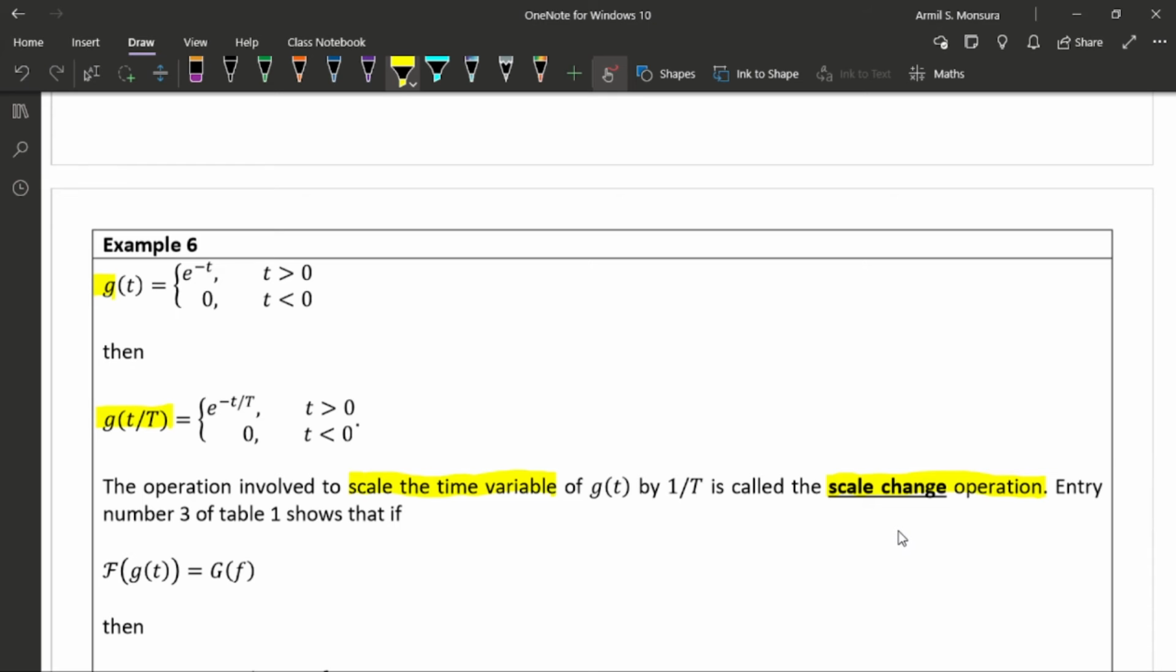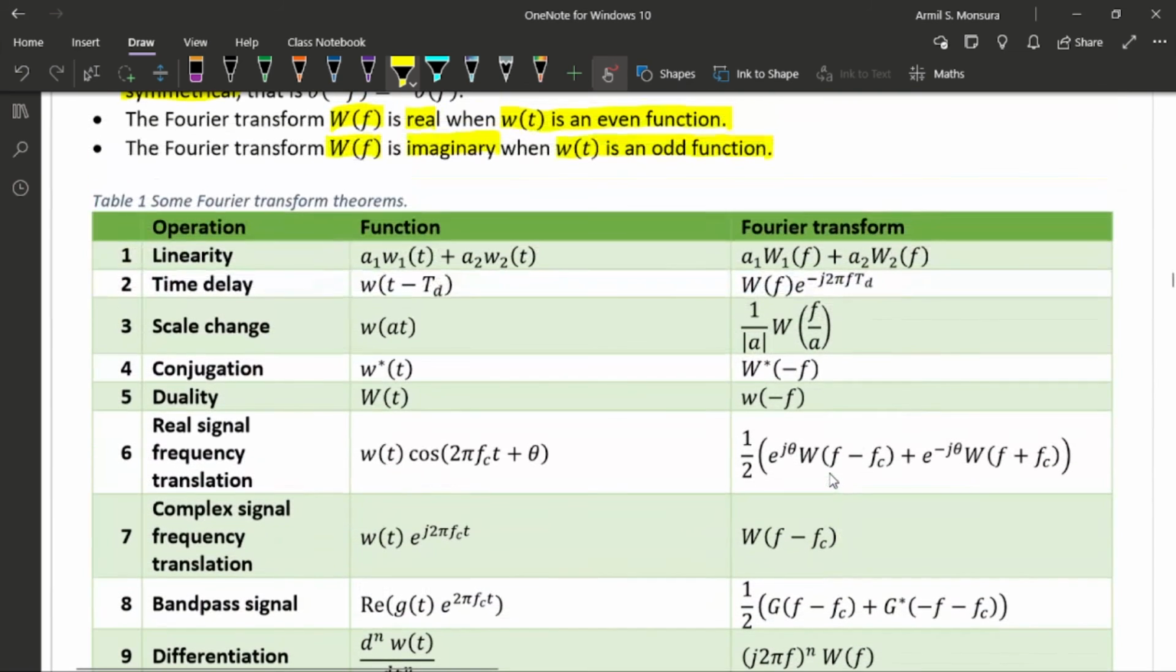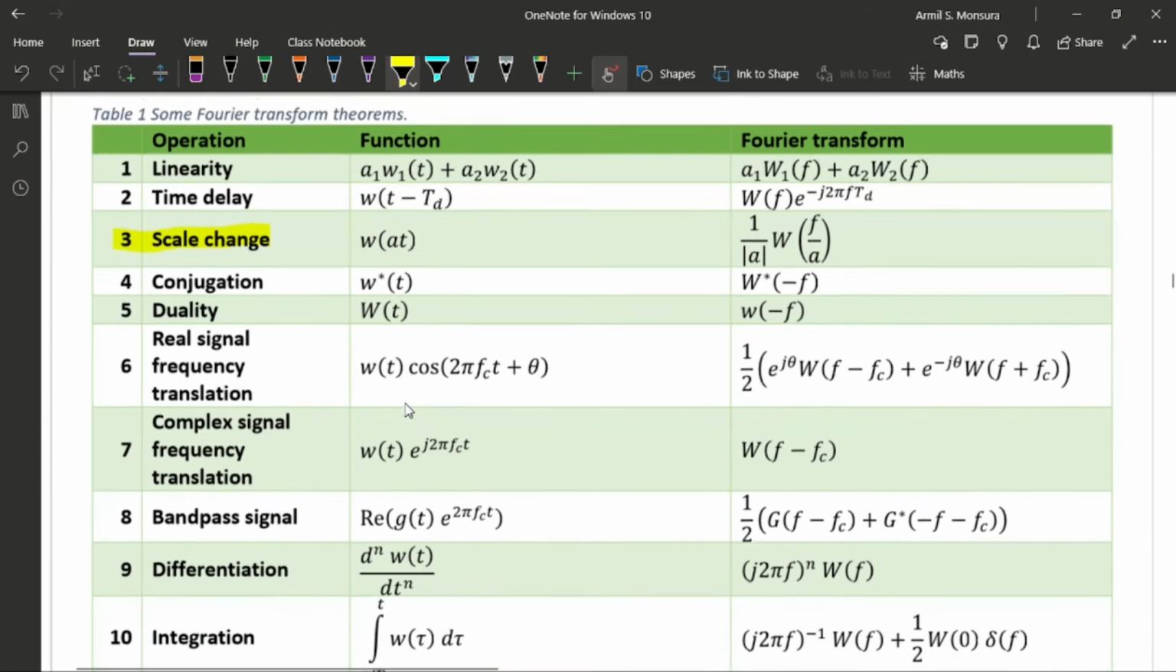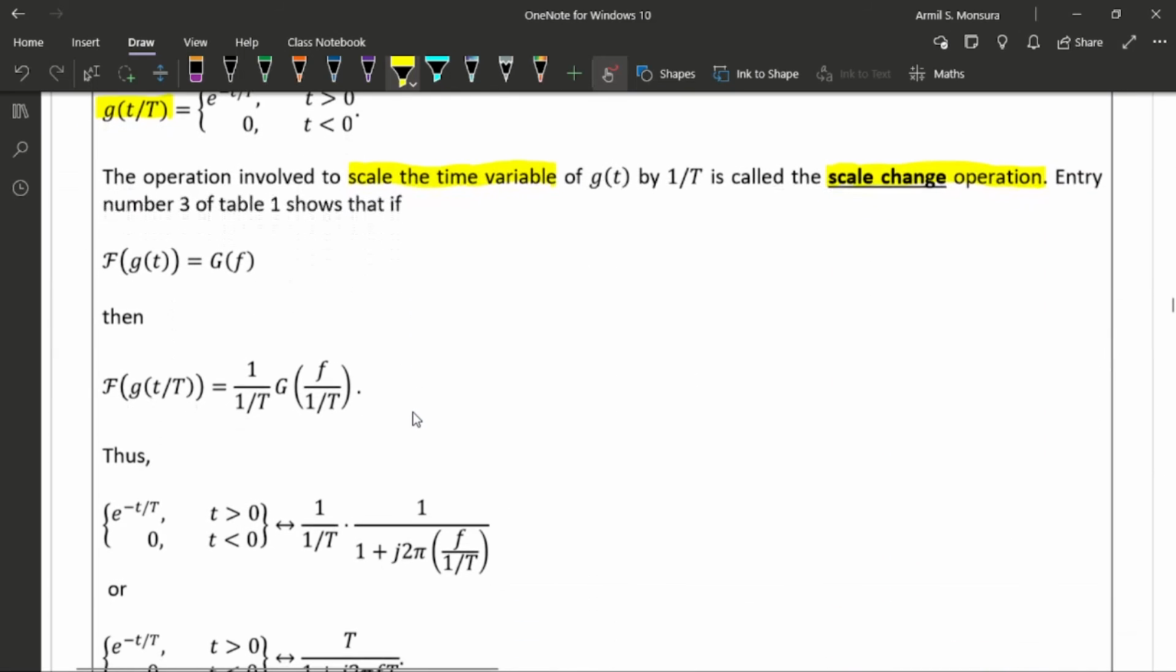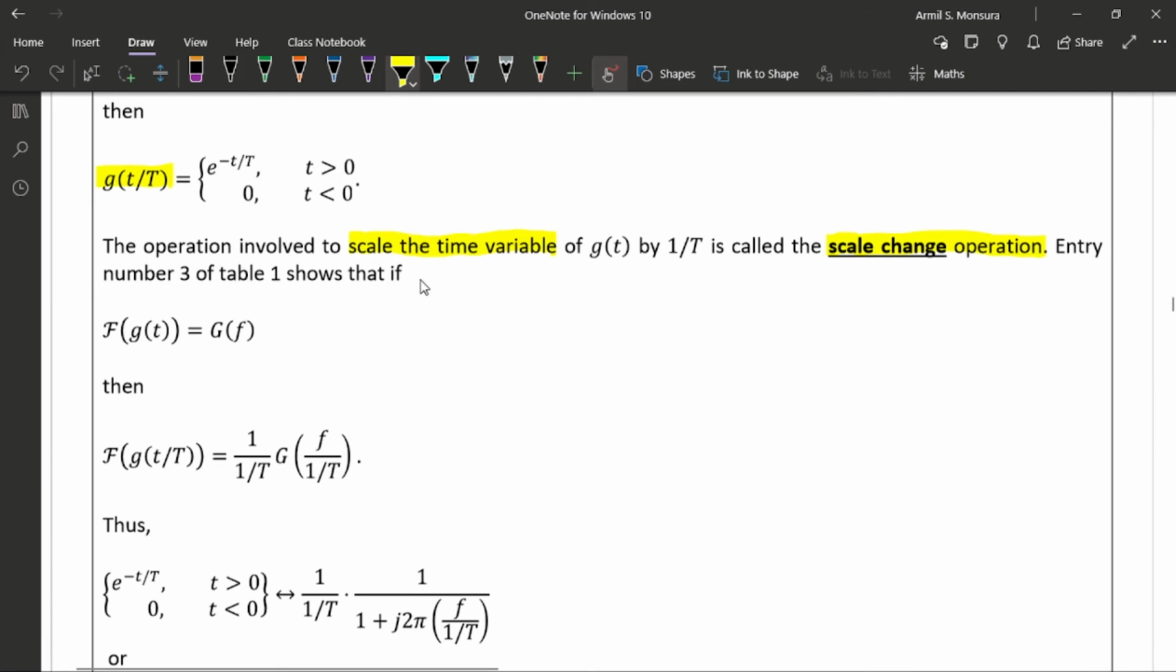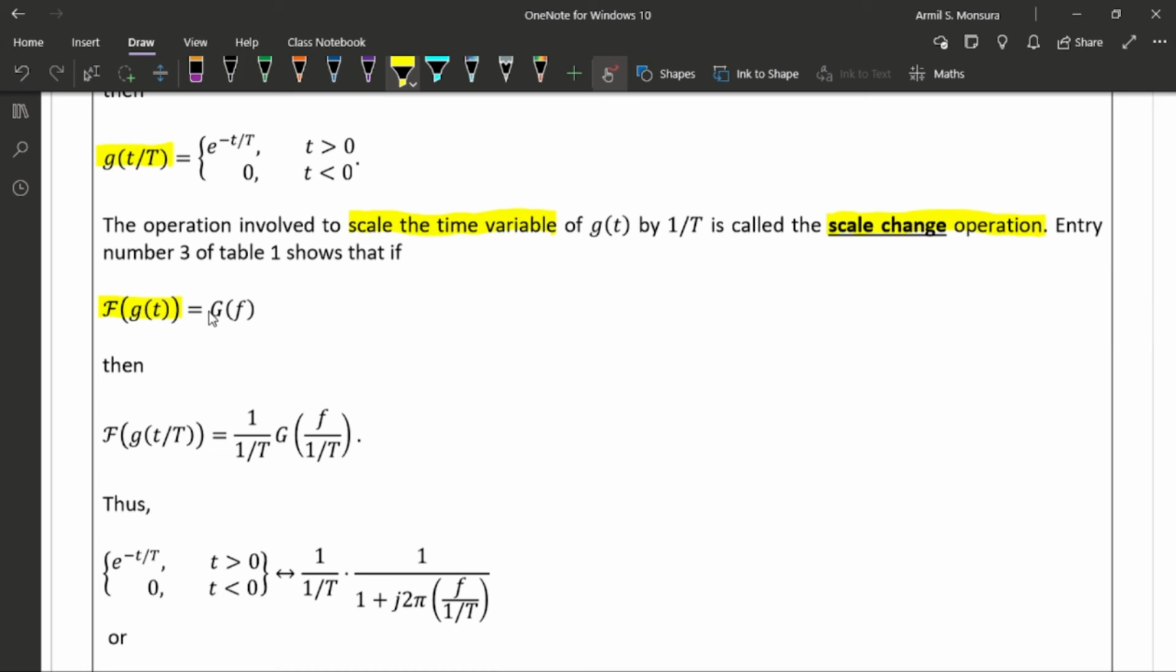So in that case, if you take a good look at table 1, there is a property that applies to that operation, that applies when you scale your time variable. So we just simply look at it here. Entry number 3 of table 1 shows that if the Fourier transform of g of t is G of f, then for the scaled g of t, where we perform the scale change operation, we will now have to modify your transform also according to this form.